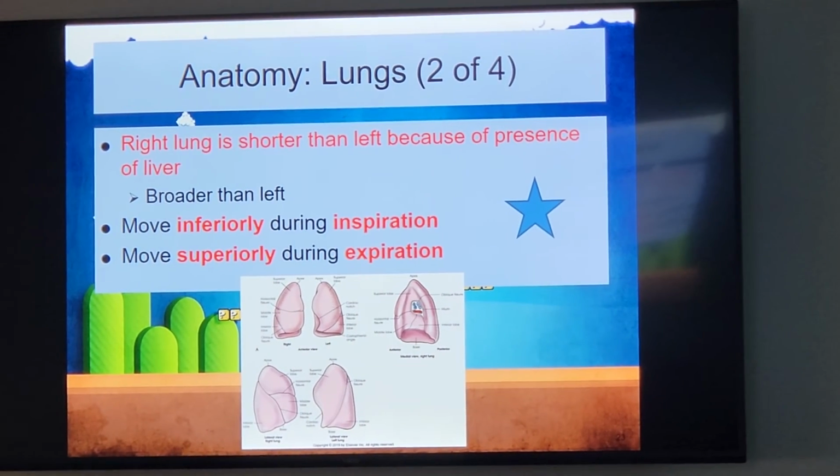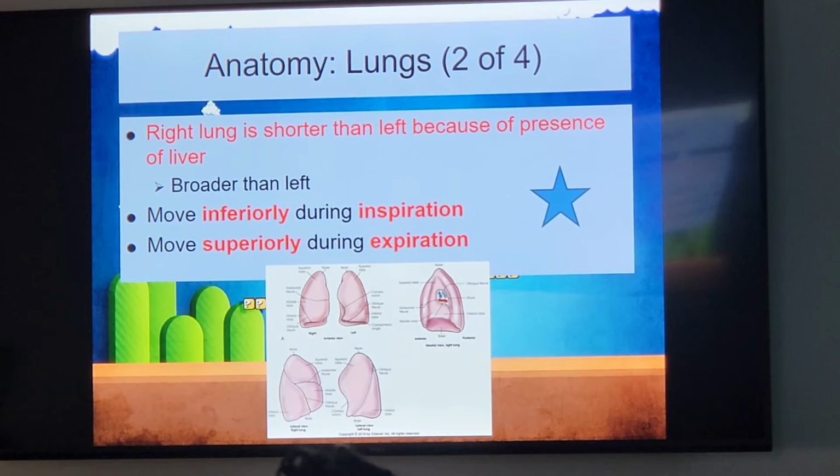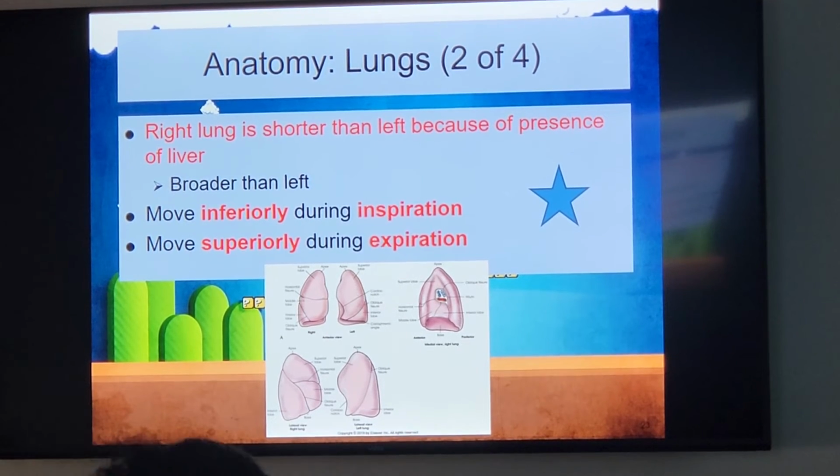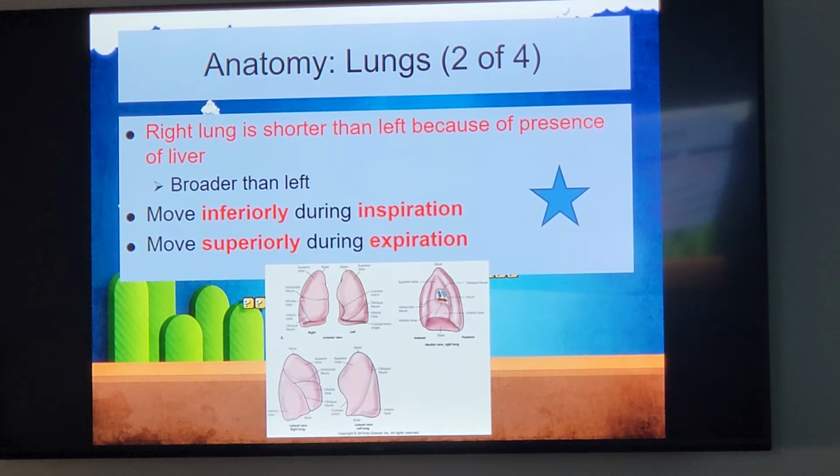So, the right lung is shorter than your left lung because of our liver pushing up on the right lung. And the right lung is also broader than the left. And of course, as we said earlier, when we breathe in, our lungs move inferiorly, pushing down on the diaphragm, and they move superiorly during expiration. And you're going to see this question about the right lung all the time. Yes. It's shorter and broader because the liver is pushing at it. The liver pushes up on the right lung, making it shorter than the left.